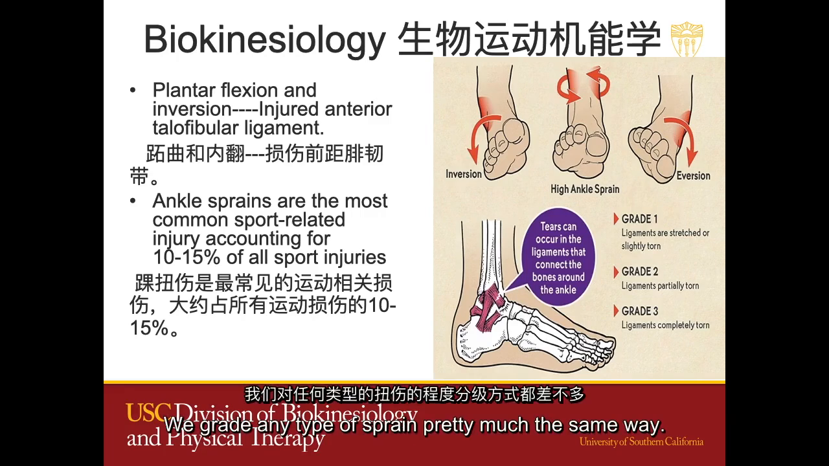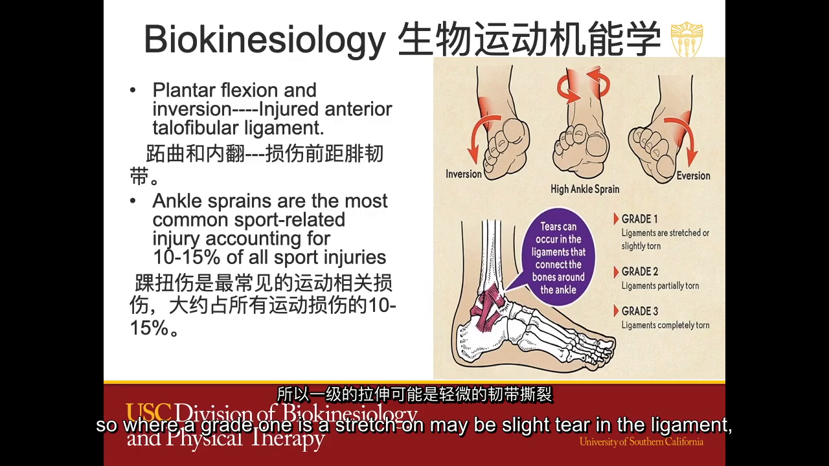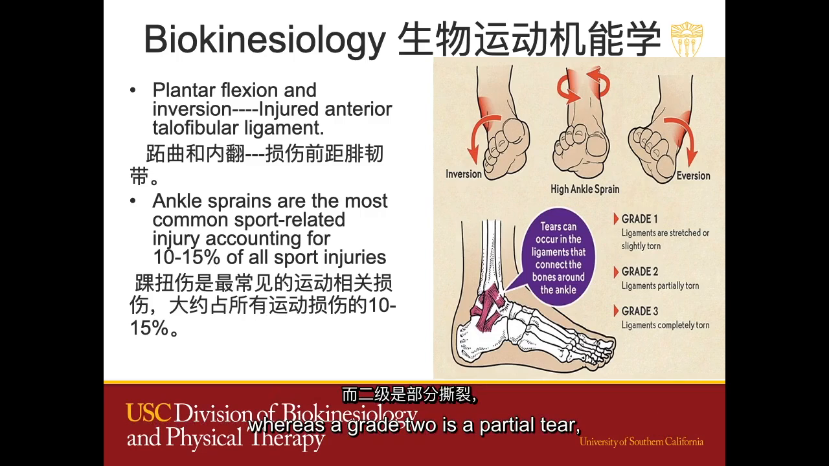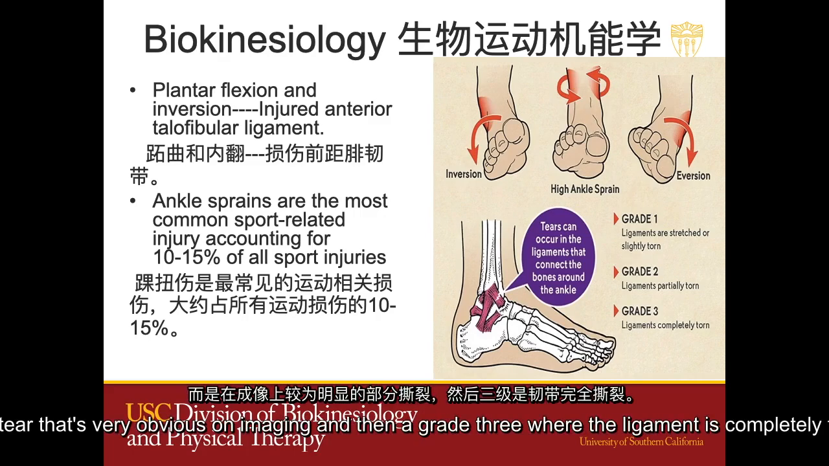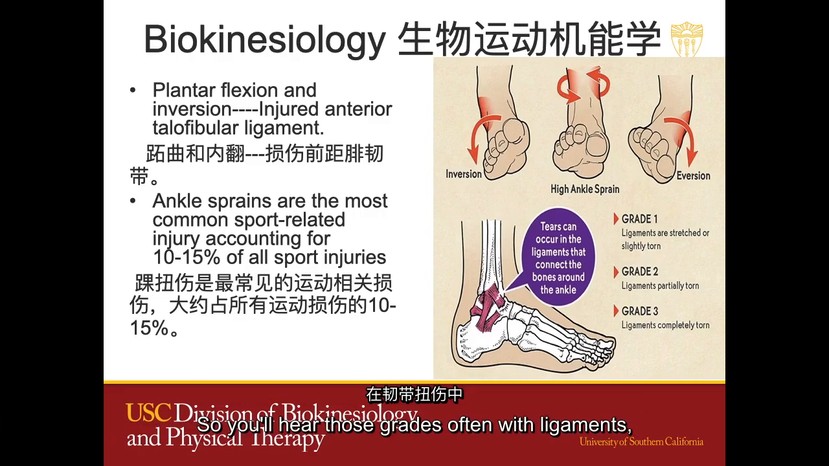We grade any type of sprain pretty much the same way. A grade 1 is a stretch, maybe slight tear in the ligament, whereas a grade 2 is a partial tear that's very obvious on imaging. And then a grade 3 is where the ligament is completely torn through. And so you'll hear those grades often with ligament sprains.